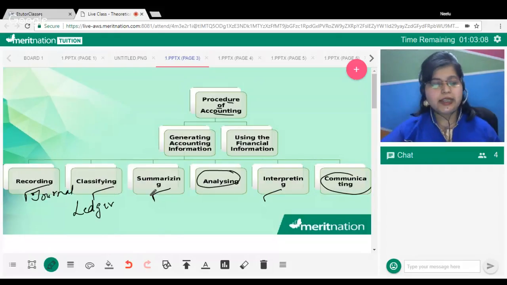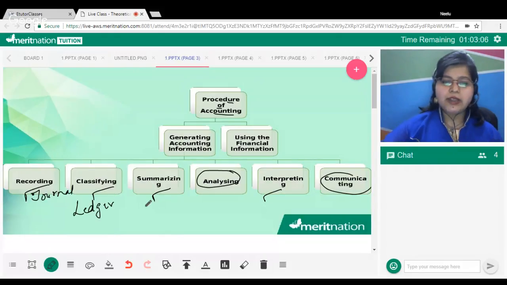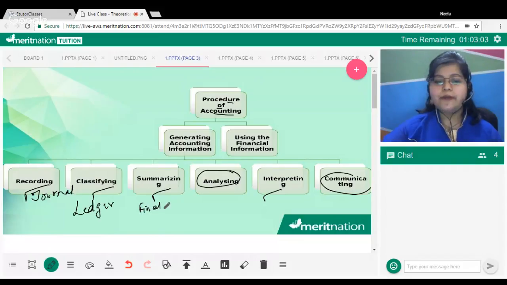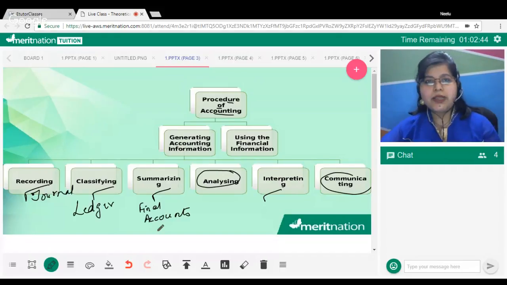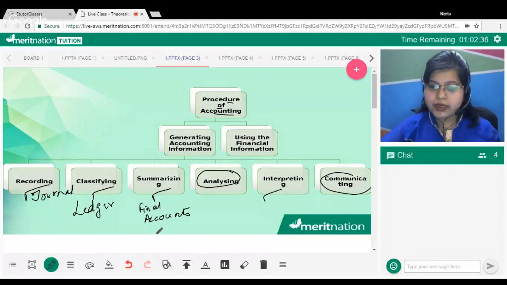Then comes the stage of summarizing. Summarizing is basically the place where we are making our final accounts. Till now we are using the information to record and classify. We are not trying to find out what is the result of our operations. Summarizing basically means finding the level at which our business is performing. That is, what is the profit that we are earning, what is the financial position of the business.